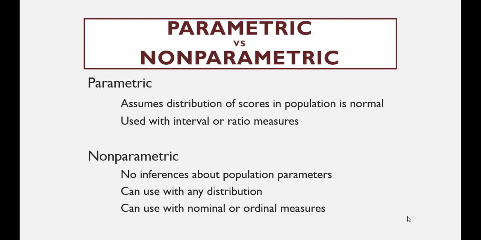And in particular, they assume that those distributions are typically normal within the population and that the dependent variable is either interval or ratio, so it's continuous in nature. The chi-square test does not make that assumption, so it doesn't have any assumptions or inferences about the population parameters. It can be used with any distribution and it can be used with categorical data, so nominal or ordinal data. Because of that, it has some advantages and there are situations where we can use it.